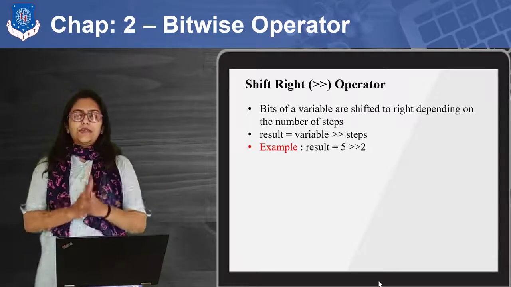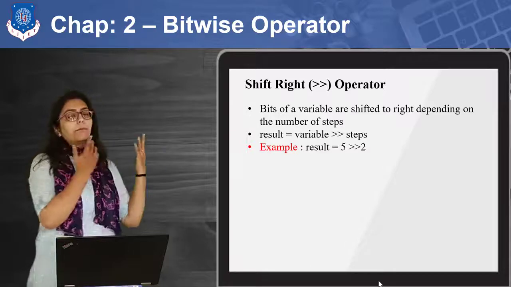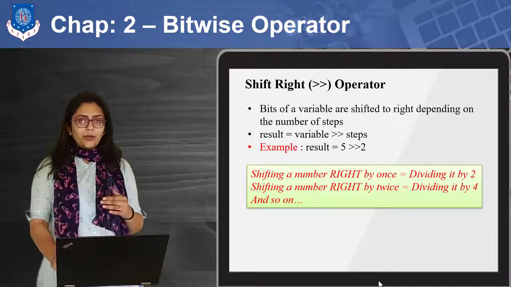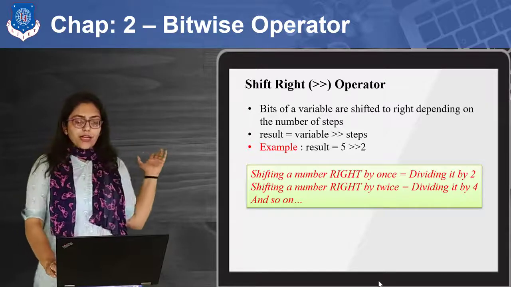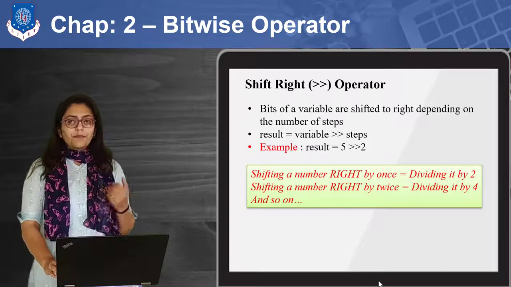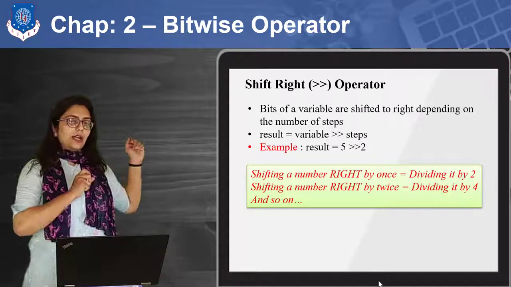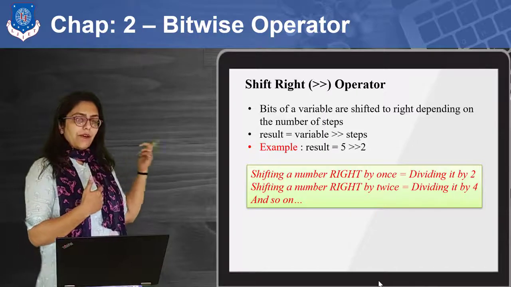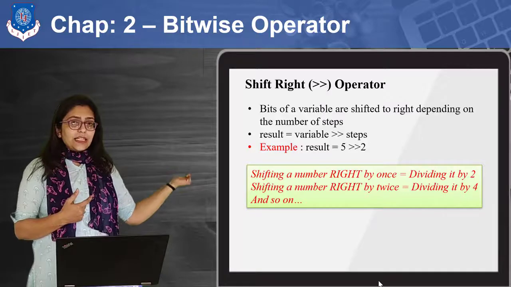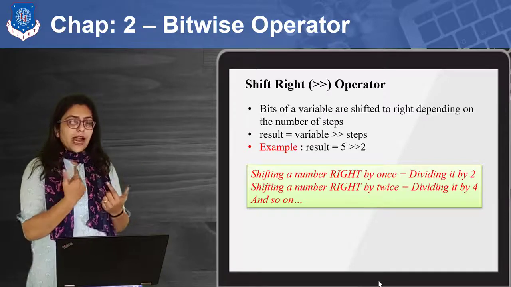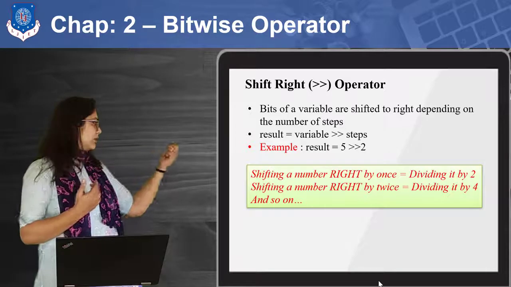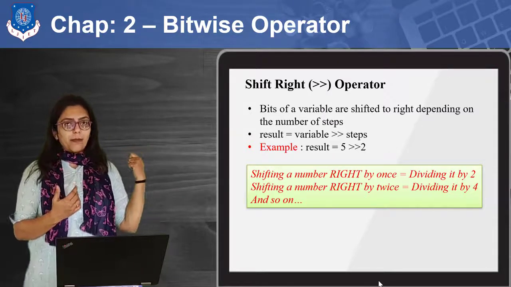Then, right shift is similar to left shift, but here all the operations will be done on the right side. You can see the sign over here for right shift and how you can use the expression for right shift. As I have told you, in left shift, whenever you shift left by one step, you are multiplying by 2. In right shift it is the opposite, it is kind of dividing by 2. So at each step you shift right, you are dividing the number by 2.